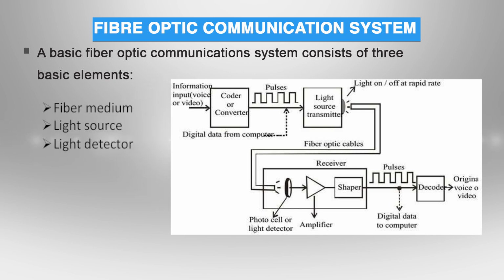Next is reception. The receiver captures the optical signal and converts it back into the electrical signal using photodetectors. Last component is demodulation and processing. The received signal is demodulated to retrieve the original information. So, let us discuss all the key components of optical fiber communication system in detail.